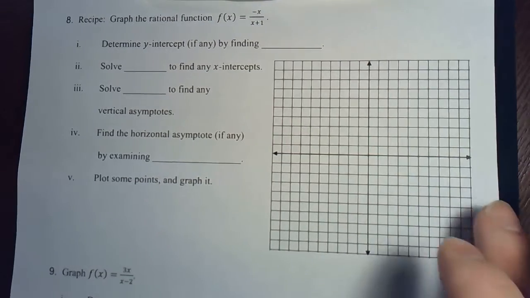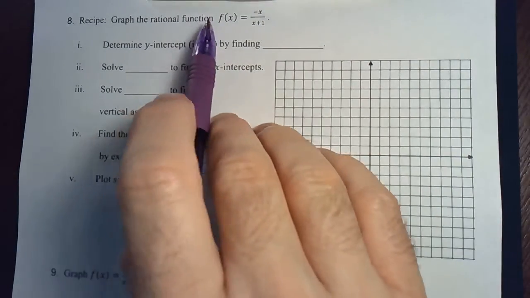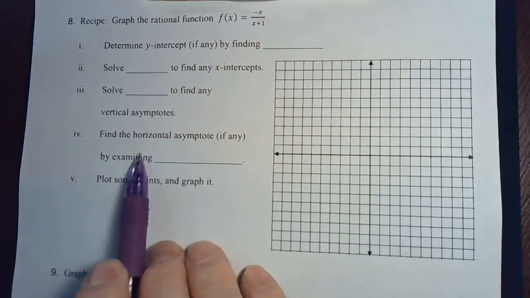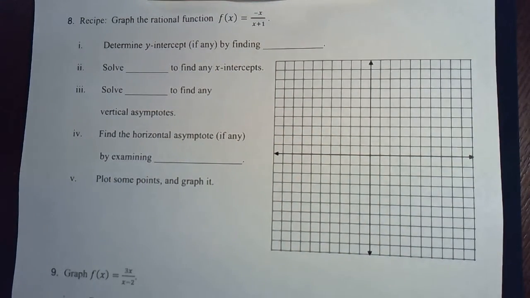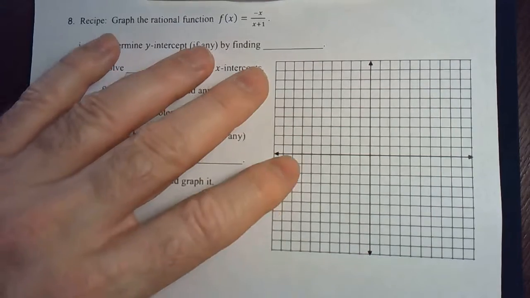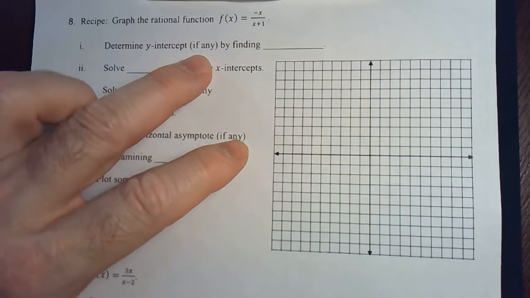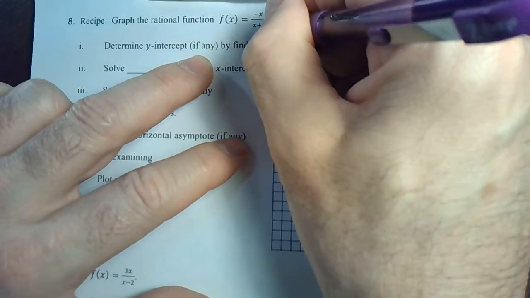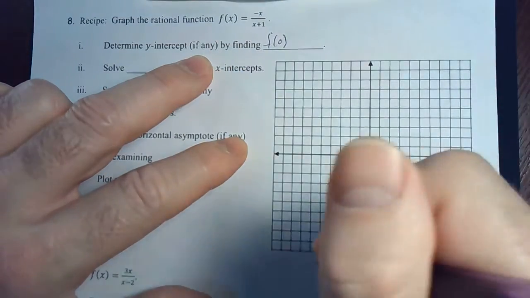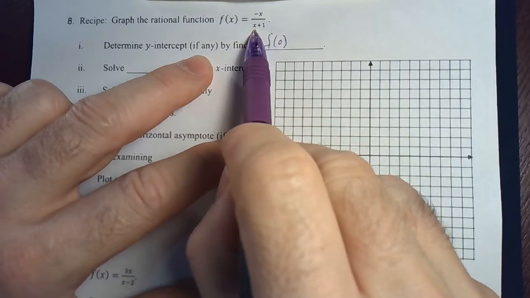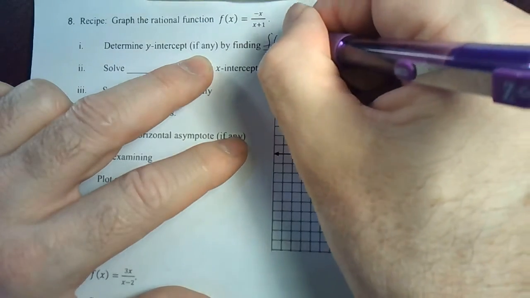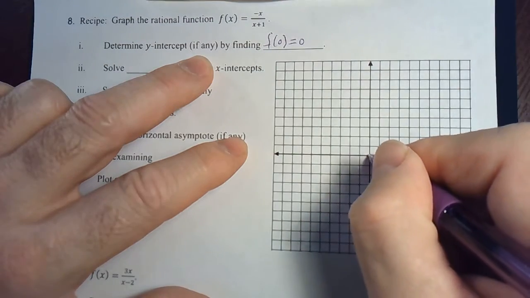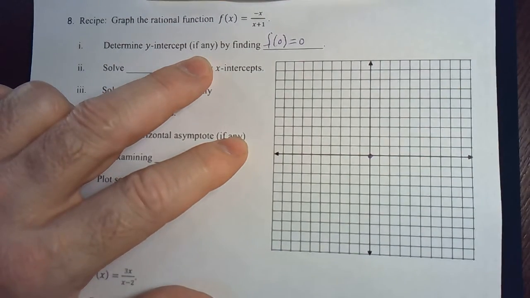So let's proceed with f of x equals negative x over x plus 1, and I've given us some helpful hints here on the left. The first thing says determine the y-intercept, if any, by finding f of 0. But f of 0 would simply be 0 over 1, which is 0. So that gives us the origin as 1 point.